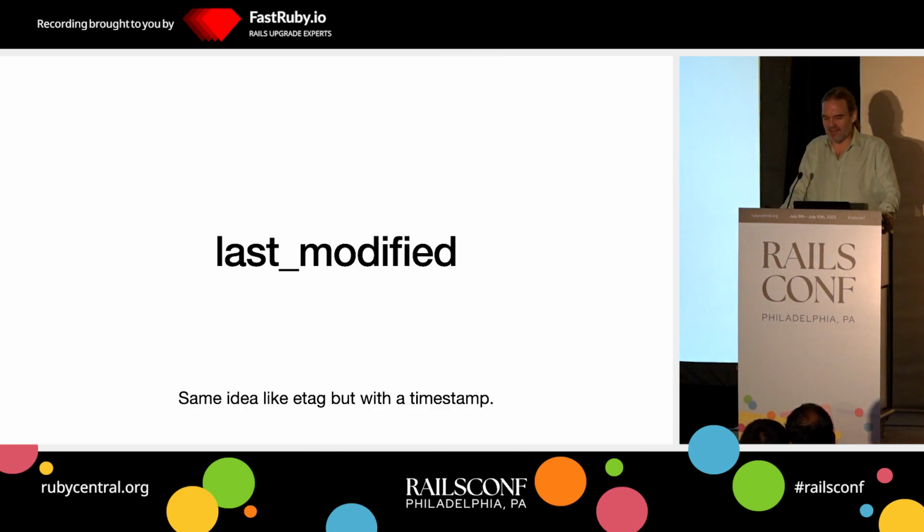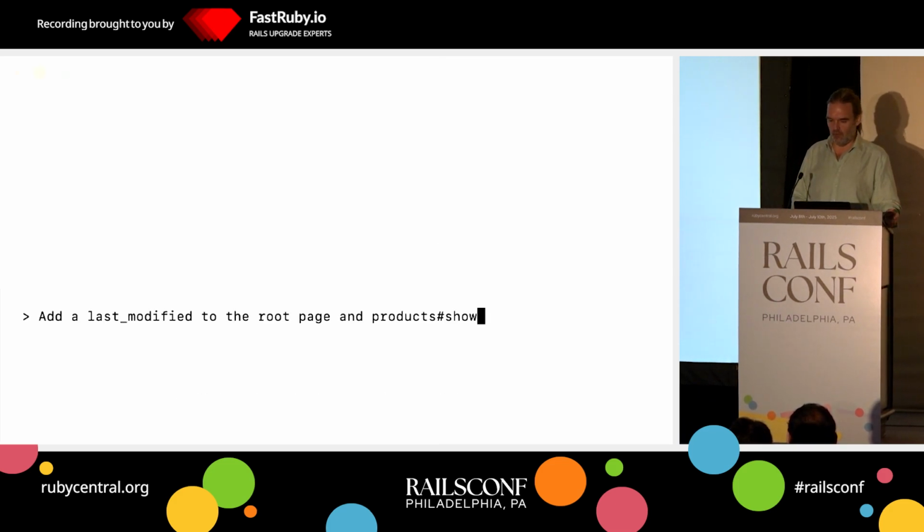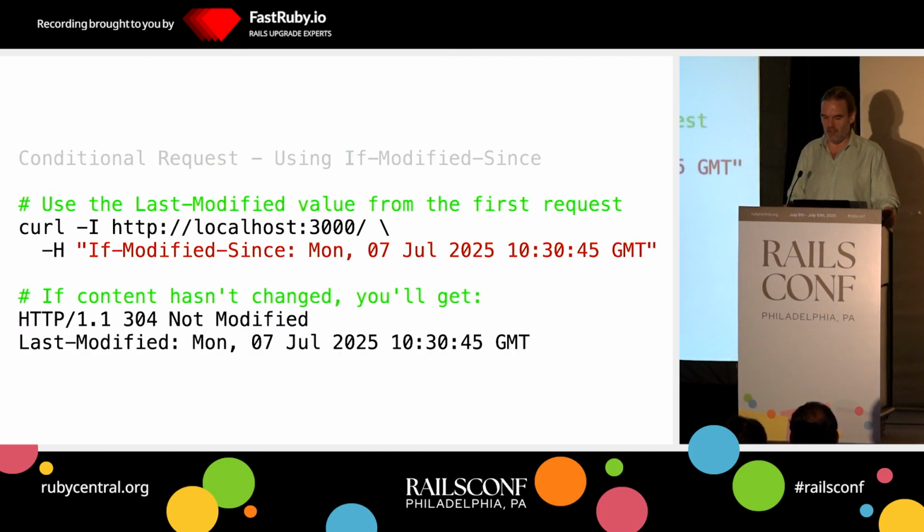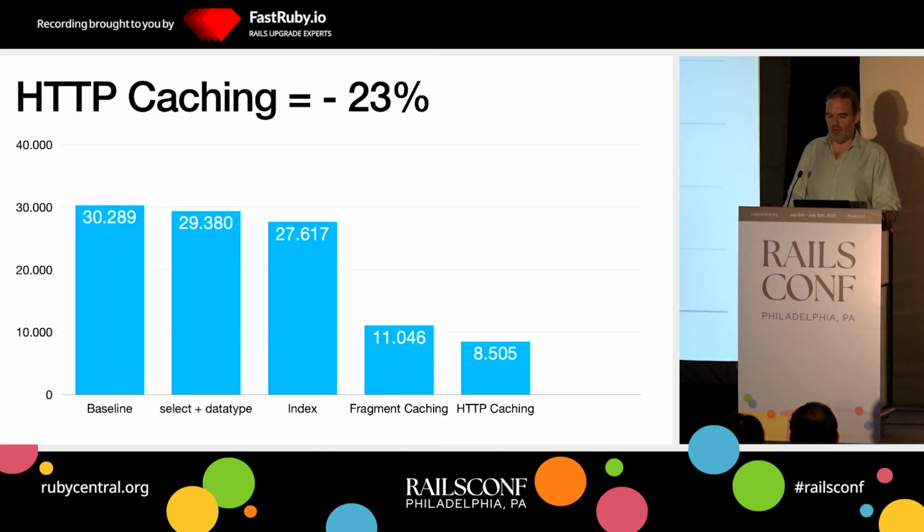So last modified, same idea, but now we are using a timestamp. So the code is here, the last modified, and we use a timestamp. The browser will say, I have a copy, and this is from this time in the past. Is it still good? And then again, we get a 304 if it hasn't been modified. So both work in parallel. I suggest to use both. There's no harm. So we save another 23%. That's already a big improvement.